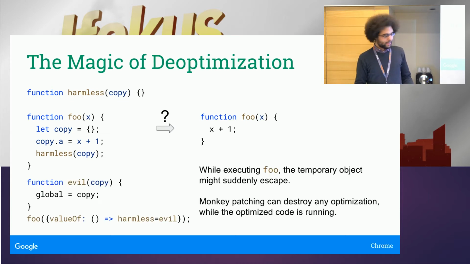This is the example. So we can call foo with an object instead of a number. And now this object has a valueOf method, which is called implicitly by the to-number conversion. And all it does is replace the harmless function with an evil function. And the evil function takes its arguments and escapes it to a global variable. So, yeah, it's something you would do.